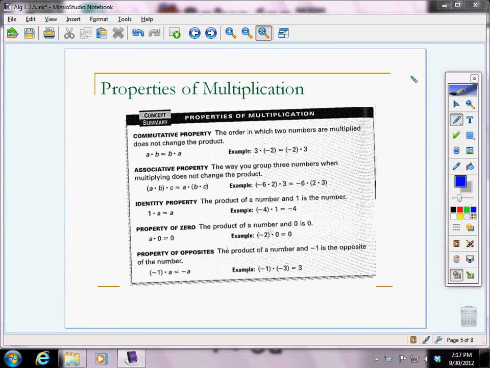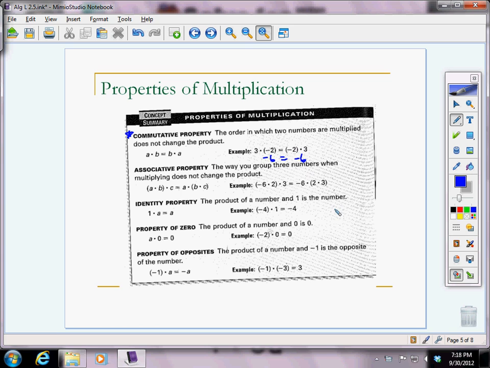Let's talk about the properties of multiplication, and I apologize that this is crooked here, but these properties should look pretty familiar to you. Our first property, the commutative property, is the same commutative property that you've always dealt with. The order in which two numbers are multiplied does not change the product. Basically, just like adding, you can change the ordering of multiplication. 3 times negative 2 is going to be negative 6, just like negative 2 times 3 is going to be negative 6.